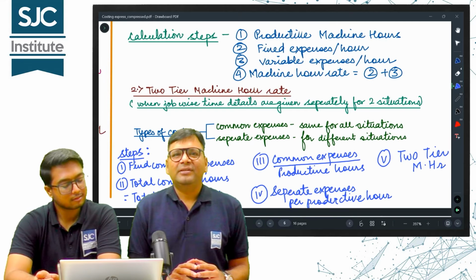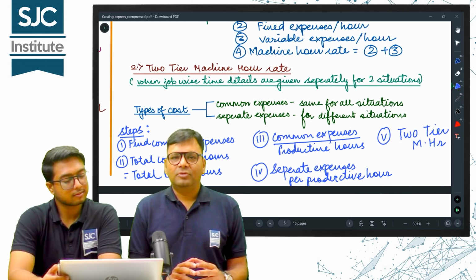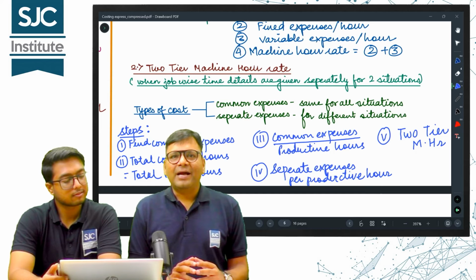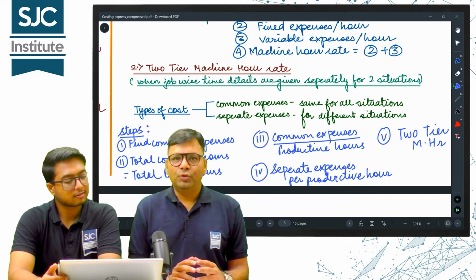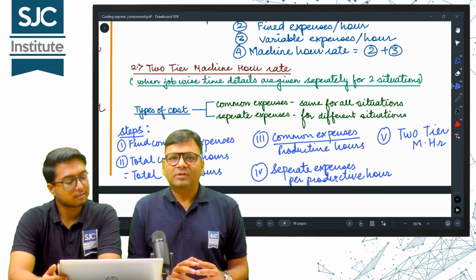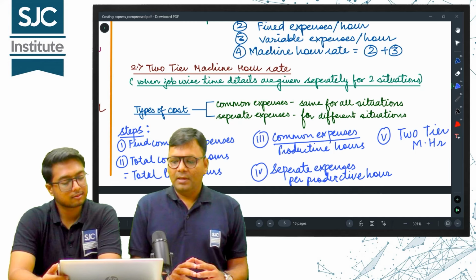Steps to calculate two-tier machine hour rate. There are 5 steps. First is to find the common expenses. Normally these include your rent, depreciation, etc., which are common to any kind of time for which machines are used. Second is to find out total common hours. That will be adding up the two types of time for which we are calculating two-tier machine hour rates. Third is to find out common expenses per productive hour, which will be step 1 divided by step 2.